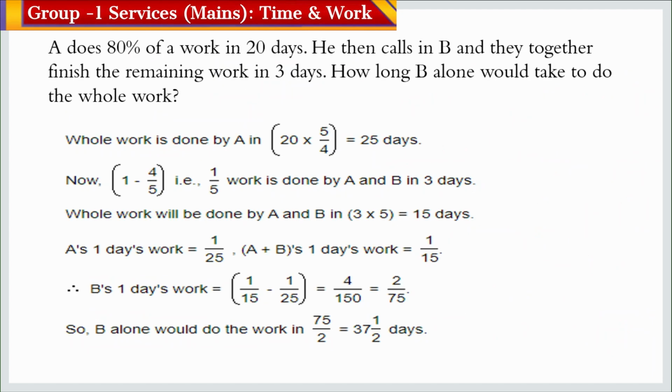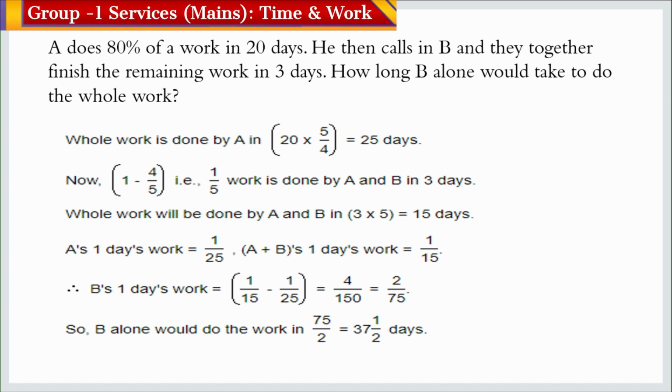Now, shifting to the next question. A does 80% of work in 20 days. He then calls B and they together finish the remaining work in 3 days. How long will B alone take to do the whole work? A can complete the work in some days. 80% of the work done in 20 days, means 20% of work remains.